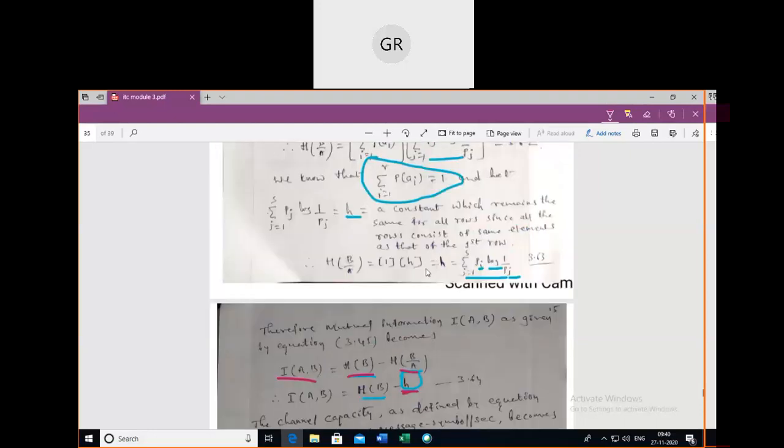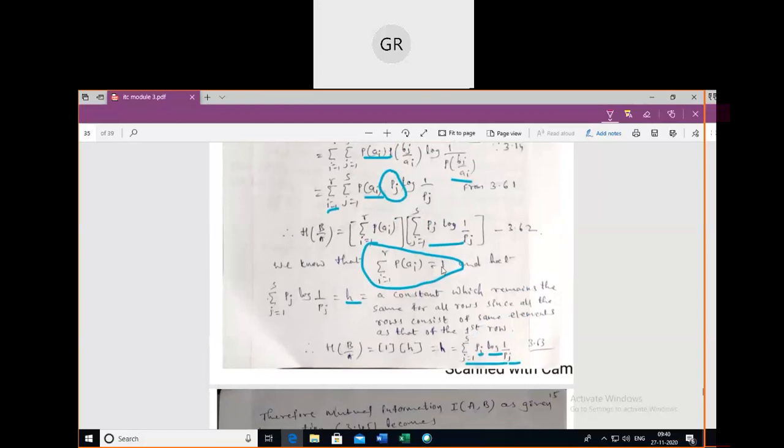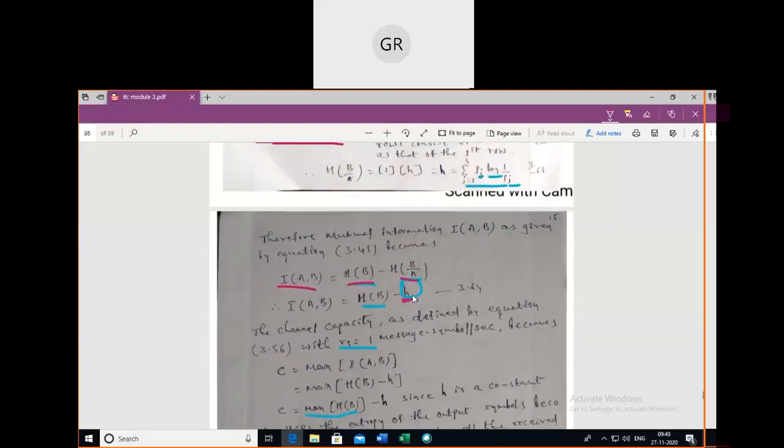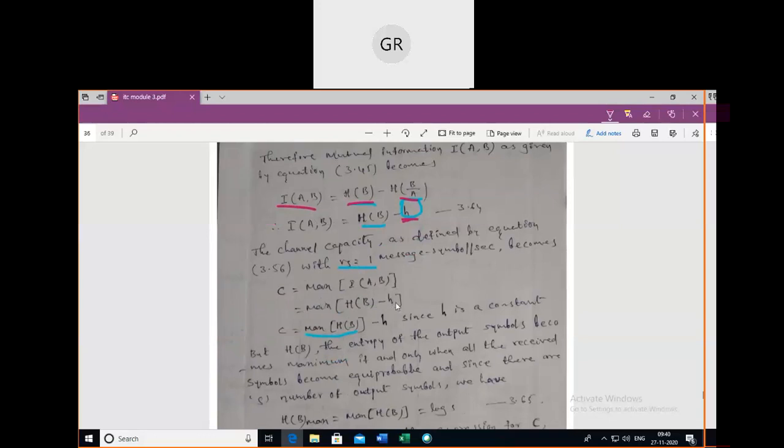What is H here? H is equal to this term, which is H of B divided by A. This term becomes 1. Then H is equal to the summation of j equal to 1 to S of Pj log of 1 divided by Pj. That is H, that is H of B divided by A. Here H is constant, that's why I have taken it outside. Then the maximum of H of B.